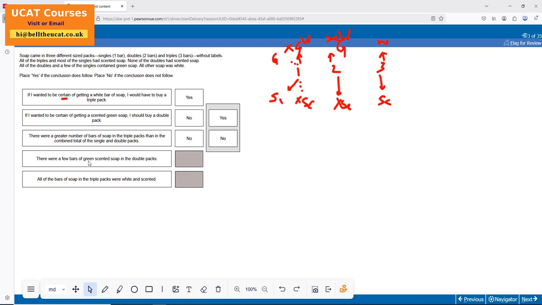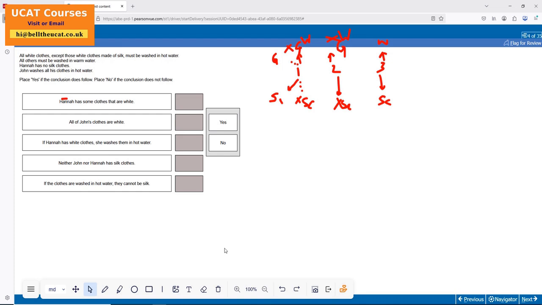There were few green scented. No. There were a few. Answer is no. In a double pack, green is not even scented. Right, so moving on to next one. All of the bar soaps in the triple packs were white and scented. Answer is yes. Boom. Easy. Right, if you see here in my Venn diagram, white and scented. Next one. Right, okay, so good pace.